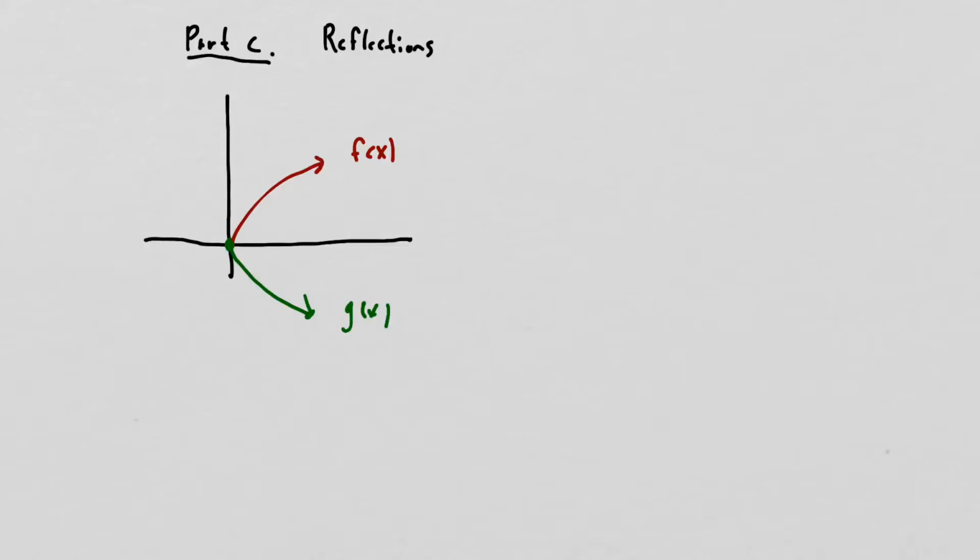To do this algebraically, what we need to do is change all the signs of our y values. And what that means is that our function g of x in this case is going to have to be equal to negative f of x here. Now, let's go ahead and turn our attention to reflecting across the y-axis.